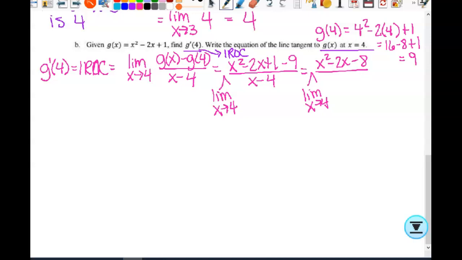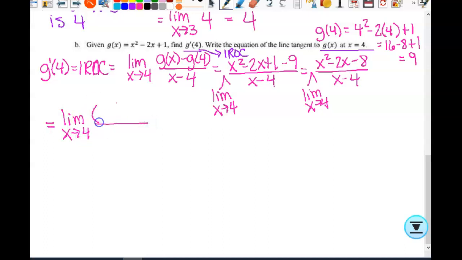Okay, are we good? Do we understand why we still have to have it? Because we haven't evaluated yet. You just have to drag it along. All right, and then I have an x minus 4 down here. Okay, now, if I substitute in 4, bad things are going to happen, right? So what do I need to do with that numerator? Factor, and I need to write down the limit as x approaches 4.